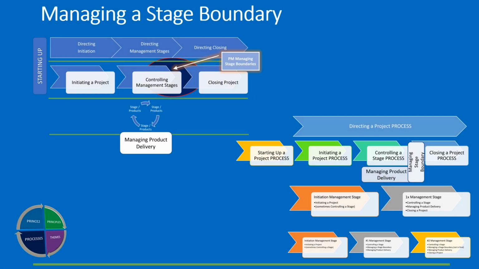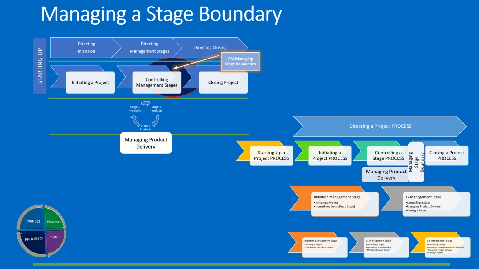The managing a stage boundary process is more simple than it might sound. If we remember what a process is, a process is a collection of activities, and therefore the managing a stage boundary process is that set of activities which the project manager will undertake as we get near to the end of a management stage. Those activities are collating all of the necessary information and the confirmation of the progress and the products that have been completed. It's gathering the results of any quality assurance, project assurance, and any lessons learned, etc.